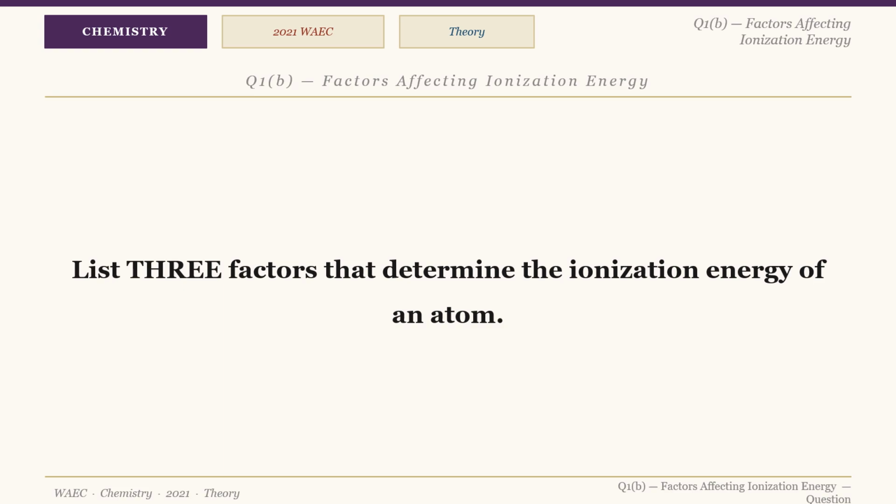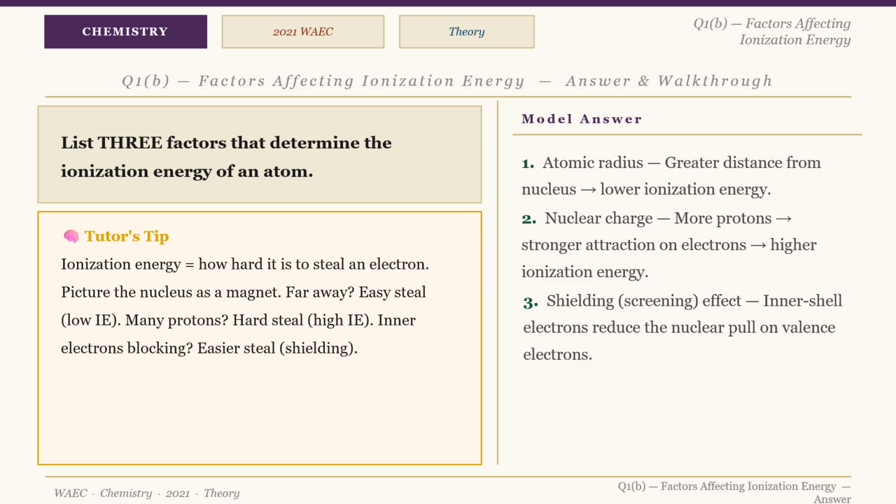1b says, list 3 factors that determine the ionization energy of an atom. Now the tip here is, ionization energy is how hard it is to steal an electron. Now picture the nucleus as a magnet. Far away, it is easier to steal because it's not influenced by the magnetic field. Just think about it like this with this analogy. While if it has many protons, that means it is being attracted more, then it's harder to steal. It has a higher ionization energy. While with inner electrons blocking, it's easier to steal.